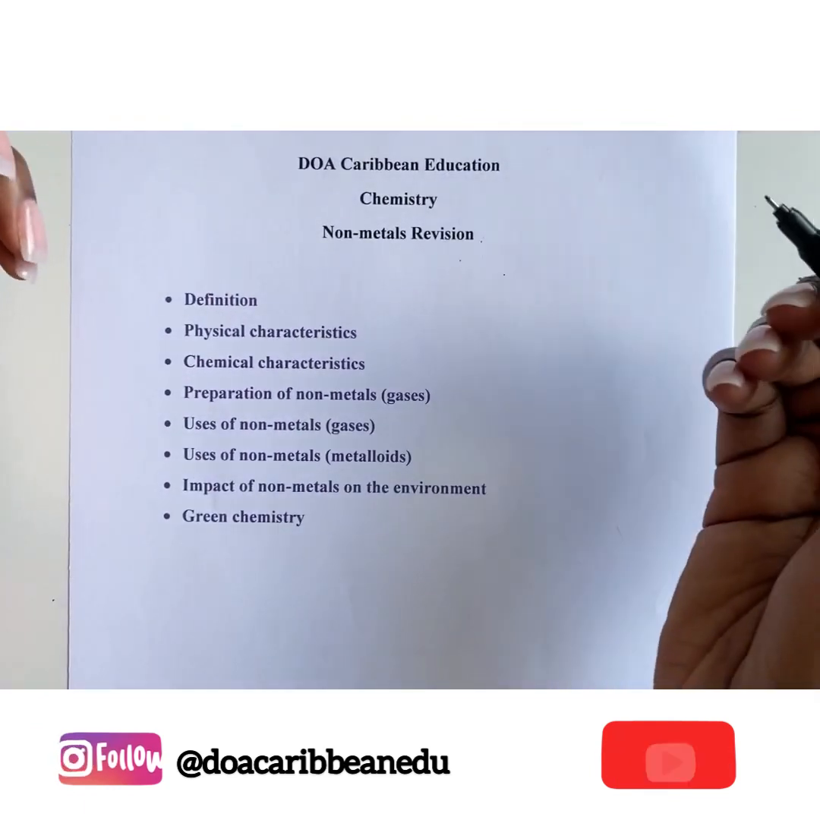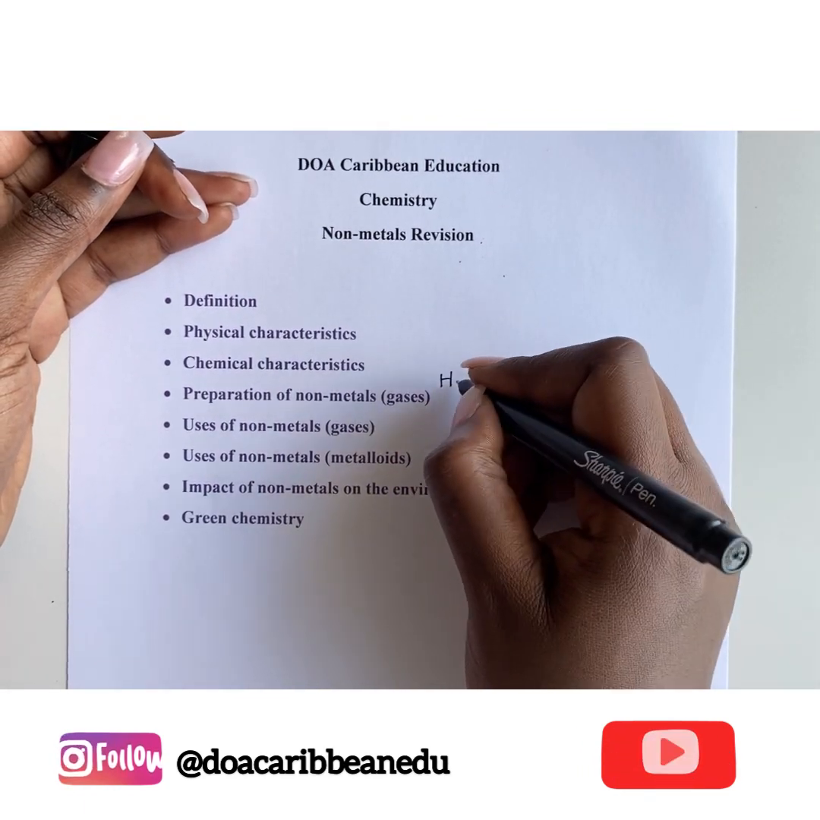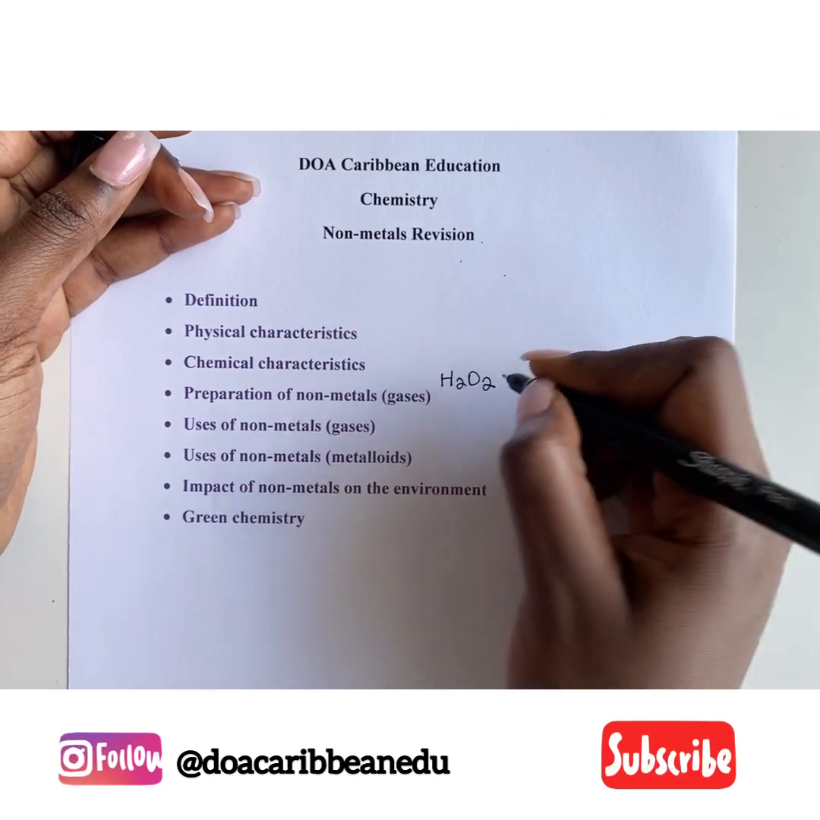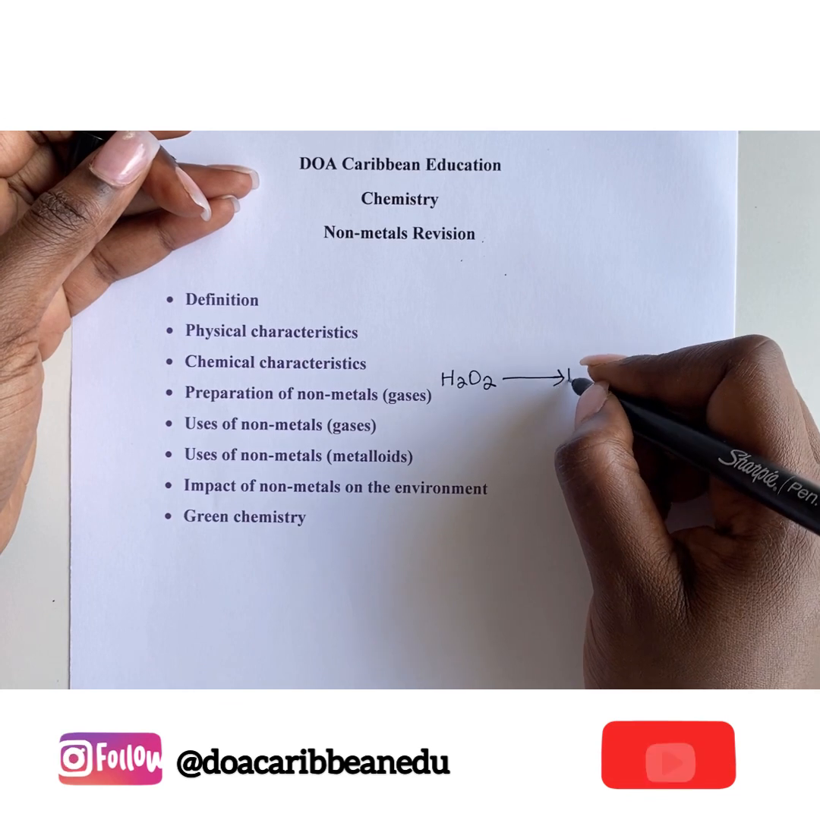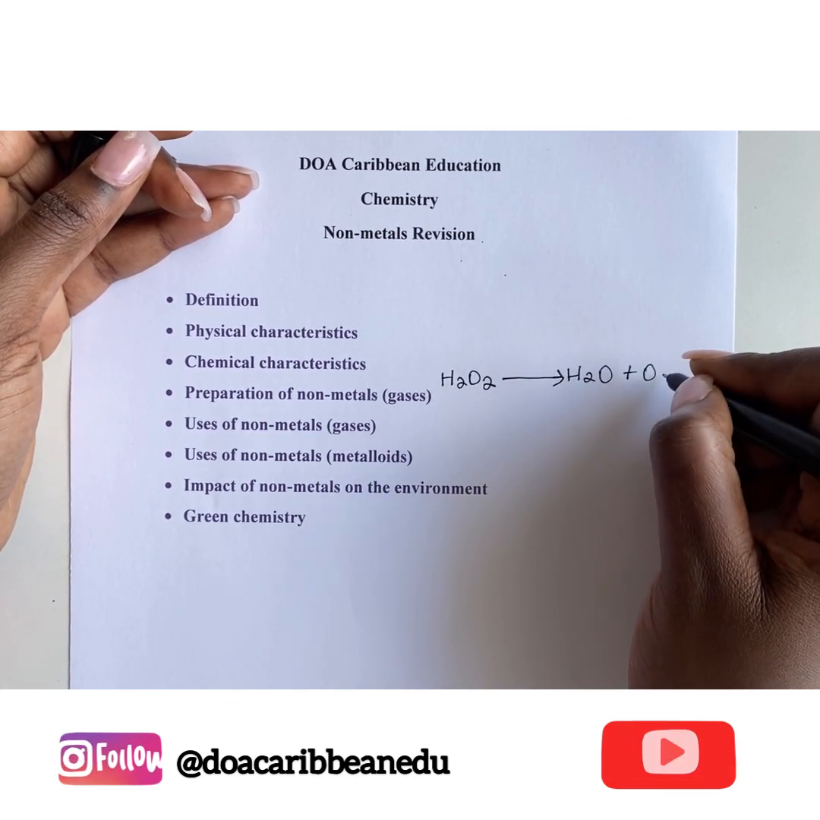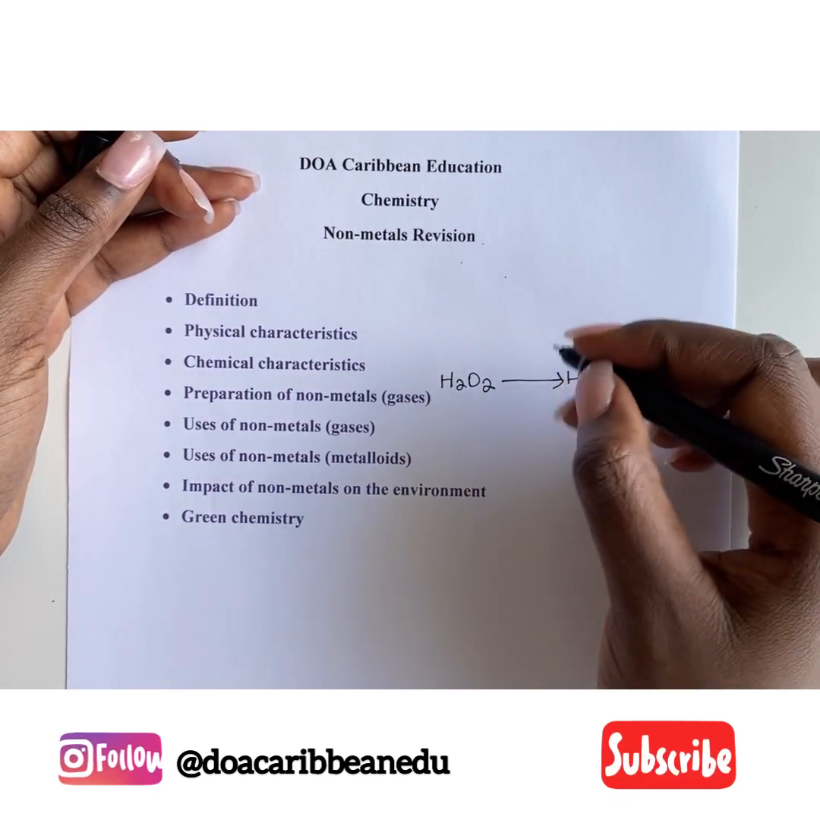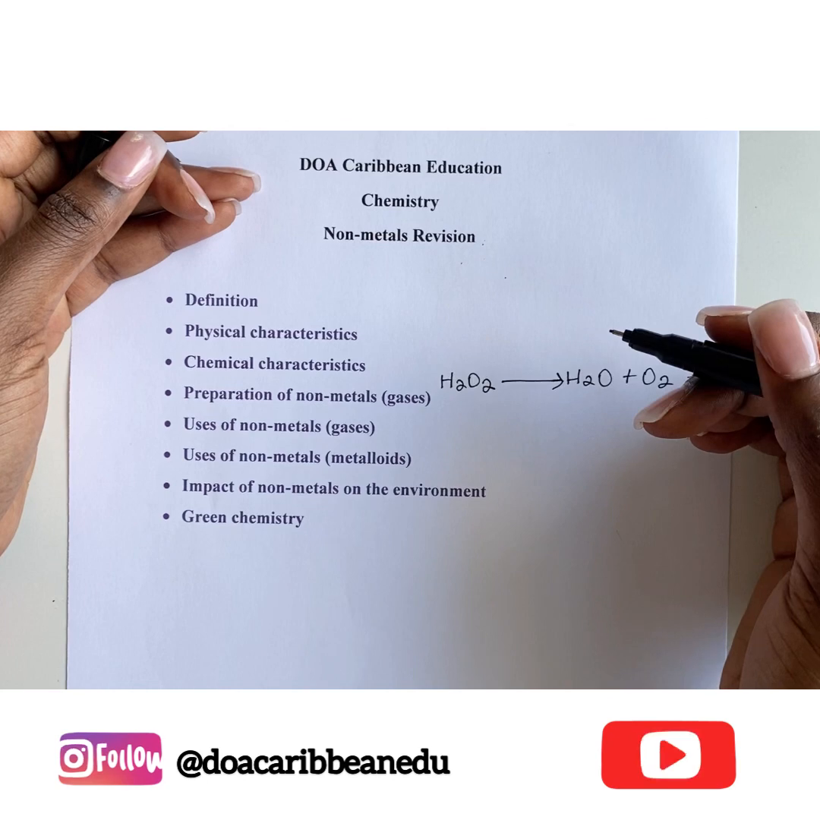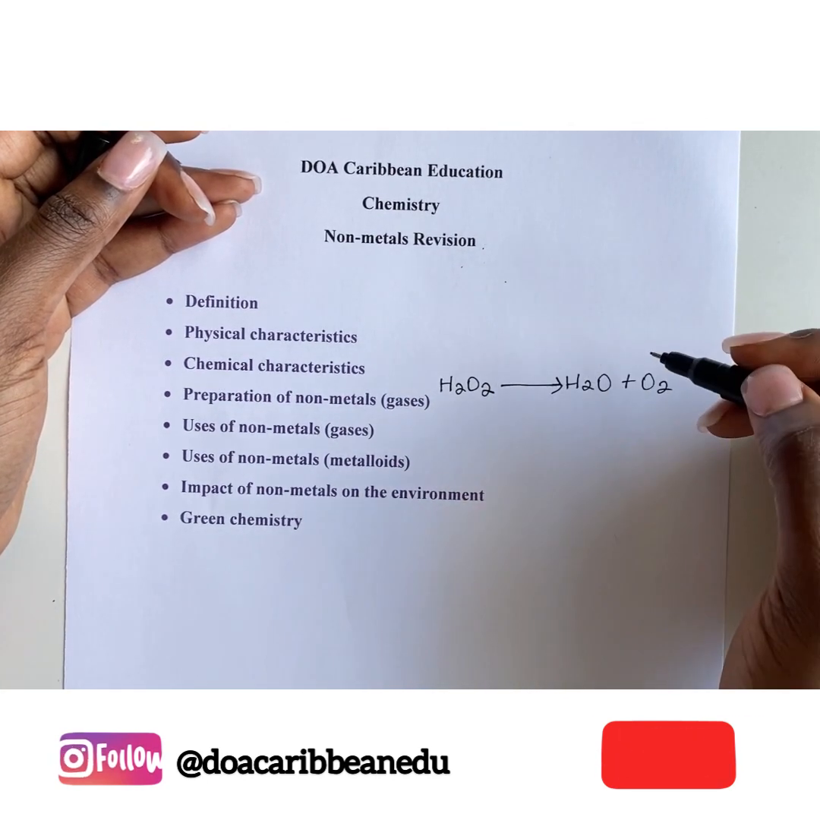For the production of oxygen, the equation is hydrogen peroxide, which is H2O2, giving off water and the gas oxygen. Any equation that they ask you to write in the examination must be properly balanced with their respective state symbols. So let's balance this.